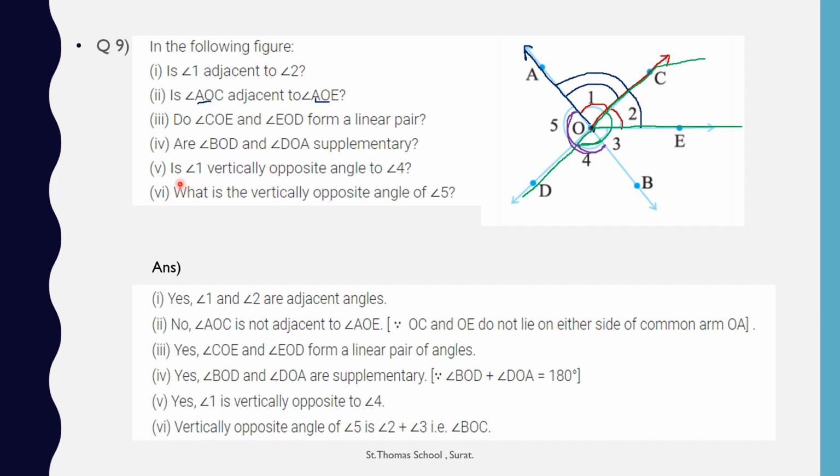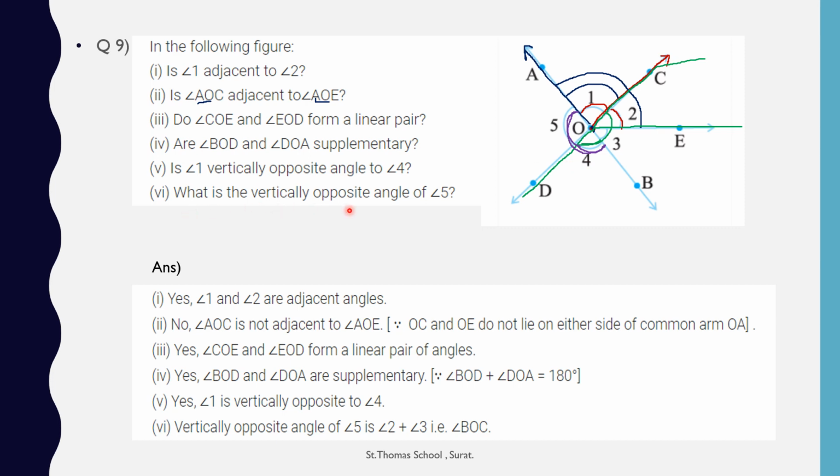The fifth one: is angle 1 vertically opposite to angle 4? Angle 1 is this and this is angle 4. Yes, we can say that angle 1 and angle 4 are vertically opposite angles because when two lines intersect each other, vertically opposite angles are equal. Okay, and they are vertically opposite angles.